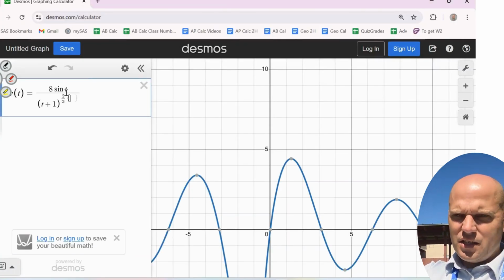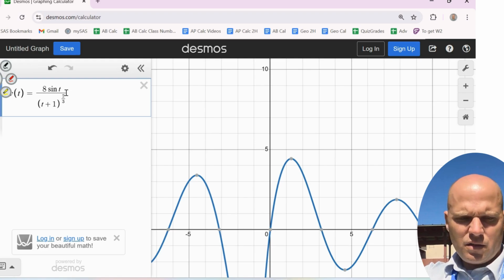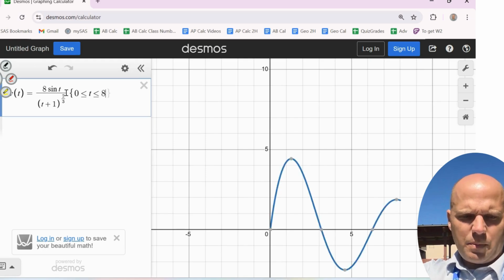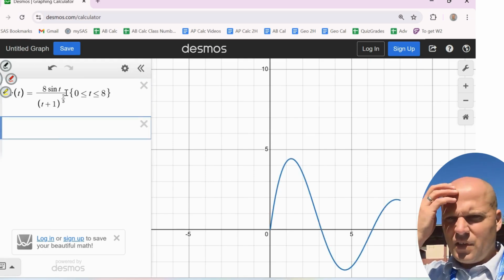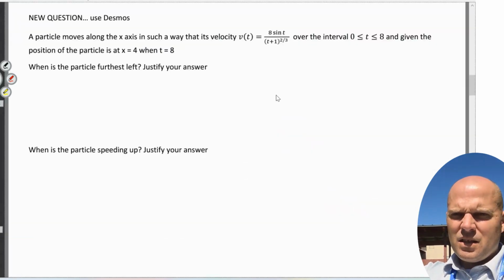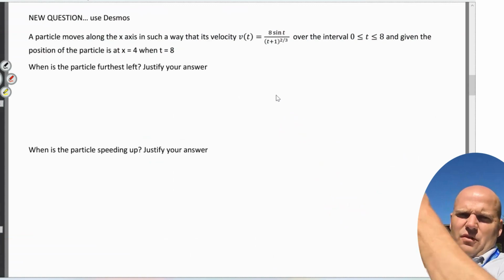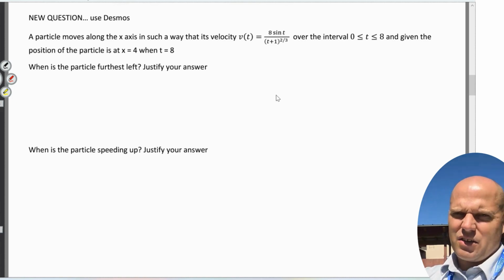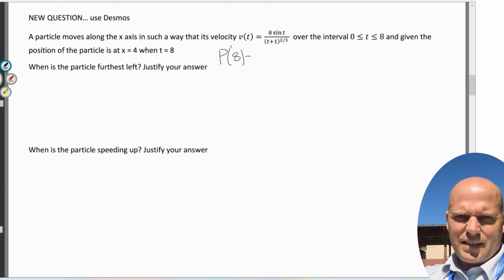Go from 0 to 8. I'm literally typing it in just like you see it. Okay, there's my velocity. The particle is at a position of 4 when t equals 8. It's important to write it correctly. The position at 8 is 4.